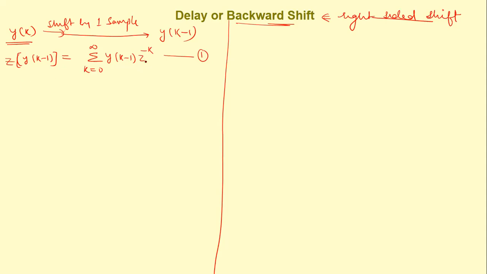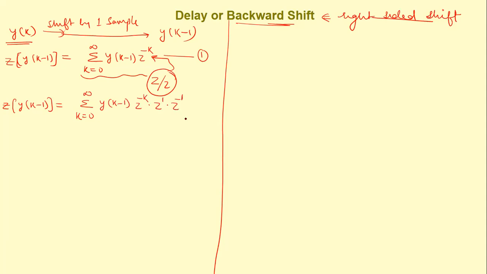Now if we multiply and divide this equation by z, right? So what we will get, Z of y(k-1) is equal to summation k equal to 0 to infinity y(k-1) z raised to the power minus k into z raised to the power 1 into z raised to the power minus 1. So we'll take this one outside, right? We'll have z raised to the power minus 1 summation k equal to 0 to infinity y(k-1) z raised to the power minus k minus 1.